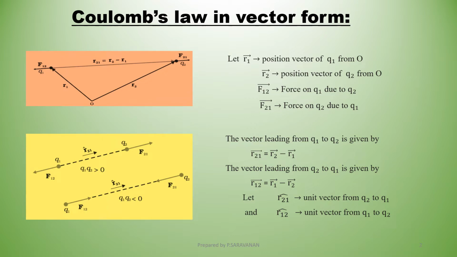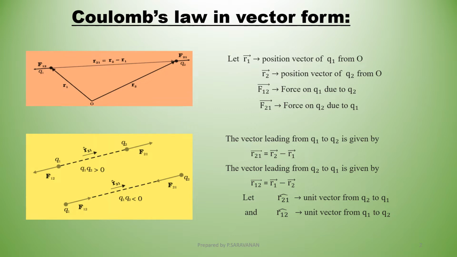The first picture on the top consists of 2 point charges Q1 and Q2. From the point of observation O, vector R2 is the position vector of Q2 from O and vector R1 is the position vector of Q1 from O. So, the vector leading from Q1 to Q2 is given by vector R21 is equal to vector R2 minus vector R1. Similarly, the vector leading from Q2 to Q1 is given by vector R12 is equal to vector R1 minus vector R2.